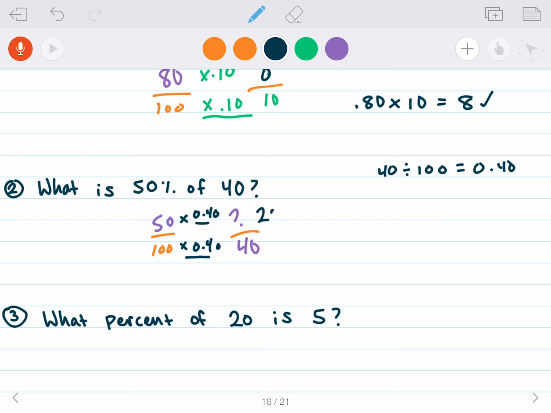And that makes sense, right? Half of 40 is indeed 20. So that's our answer there.